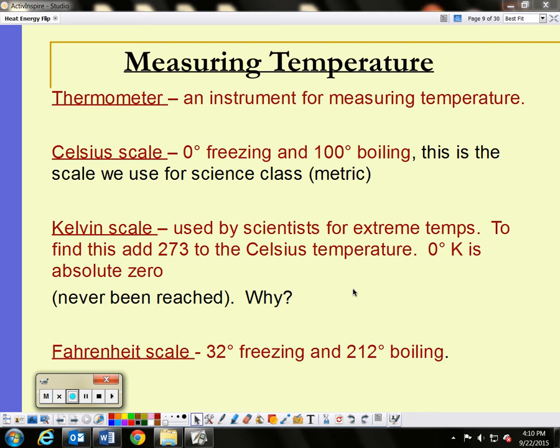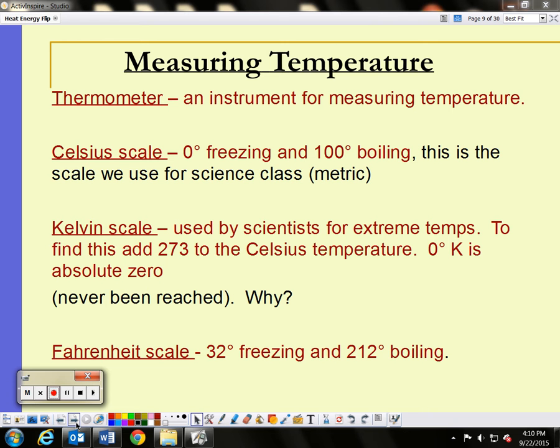Now, scientists in the real world have to use something called the Kelvin scale, and that is to find the temperature for extreme temperatures, for finding out how hot the sun actually is. That would be an extreme temperature. To find the Kelvin, all you have to do is add 273 to the Celsius scale. And there's something called absolute zero. It happens at 0 degrees Kelvin, and this is the point when every single atom stops moving. There's no molecular movement whatsoever.